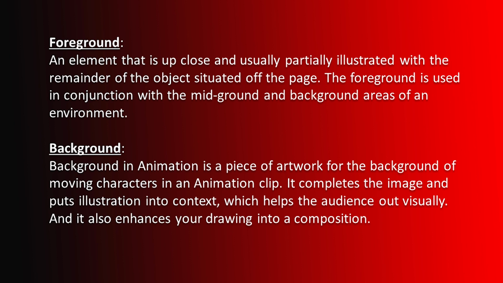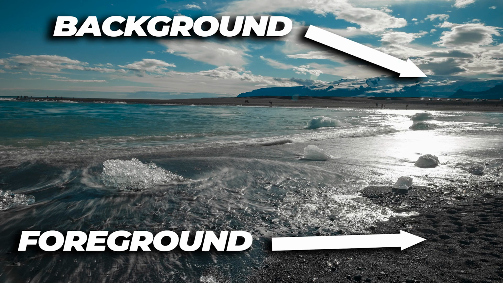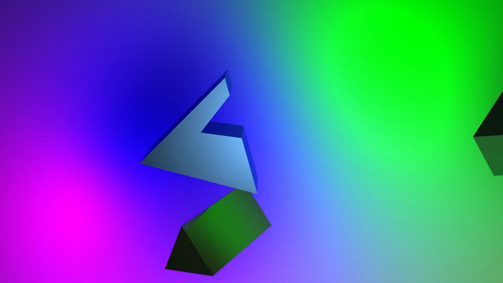Foreground, an element that is up close and usually partially illustrated with the remainder of the object situated off the page. The foreground is used in conjunction with the midground and background areas of an environment. So foreground, closer to the camera. Background in animation is a piece of artwork for the background of moving characters in an animation clip.